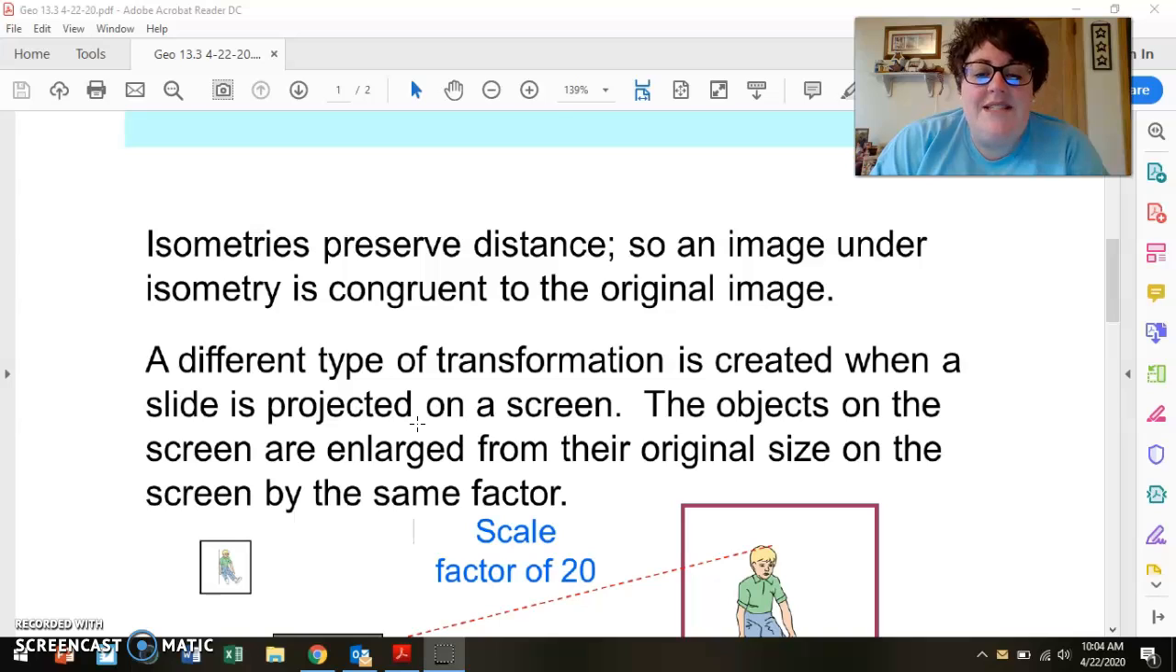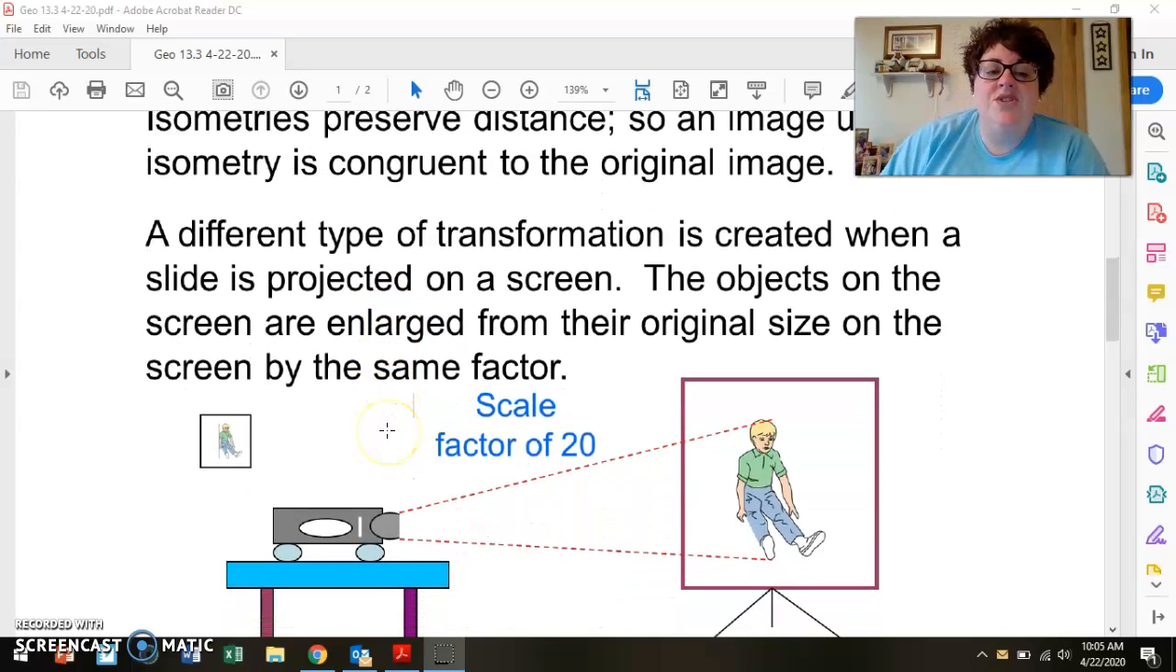Now, a different type of transformation is created when a slide is projected onto a screen, and this is called a dilation. The objects on the screen are enlarged from the original size by the same factor, and we call this a scale factor. So everything is enlarged by a scale factor.